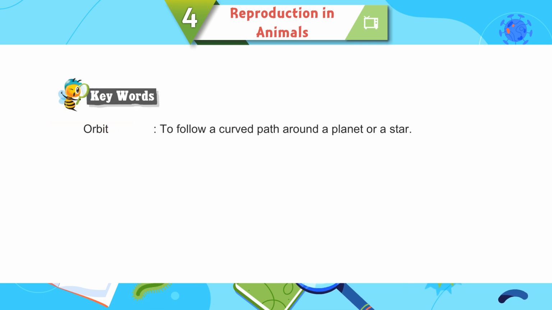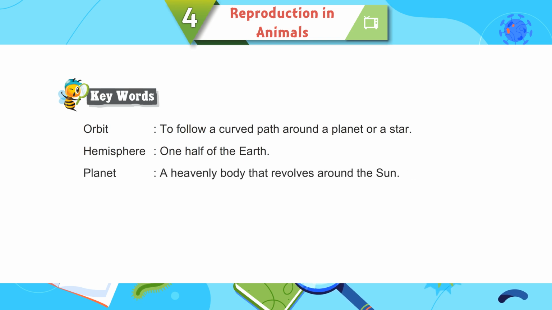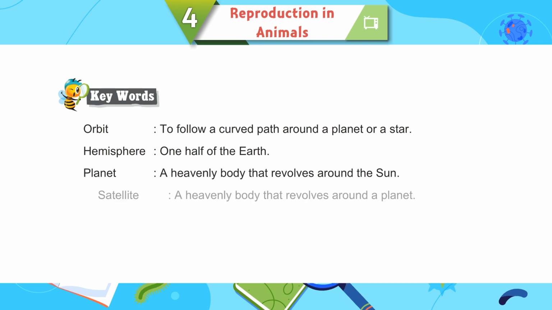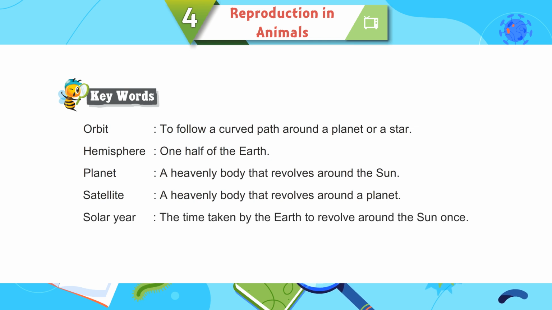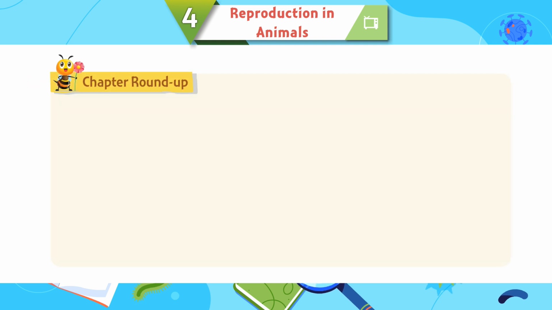Keywords: Orbit, to follow a curved path around a planet or a star. Hemisphere, one half of the Earth. Planet, a heavenly body that revolves around the Sun. Satellite, a heavenly body that revolves around a planet. Solar year, the time taken by Earth to revolve around the Sun once.